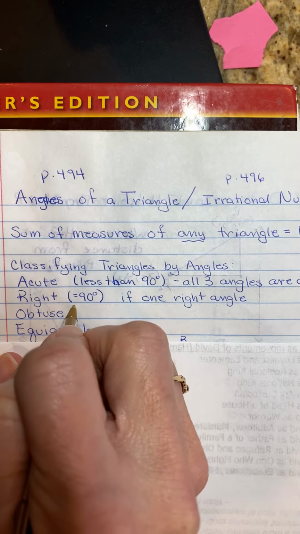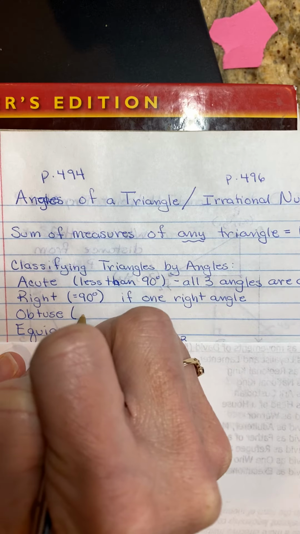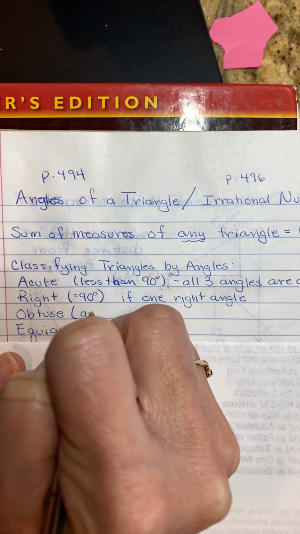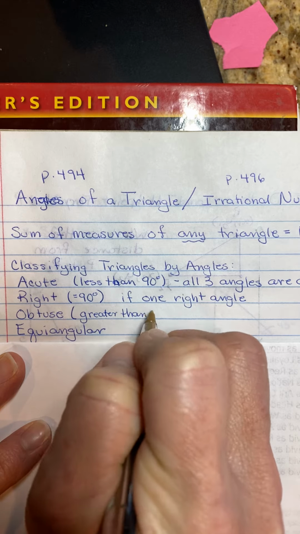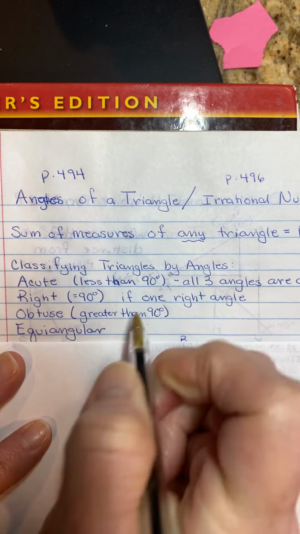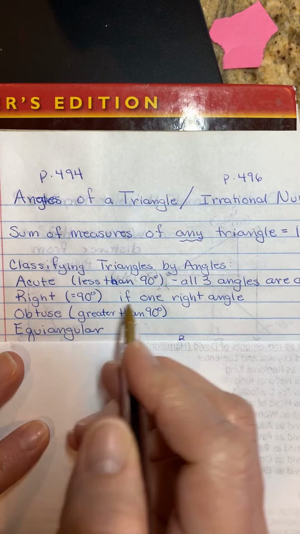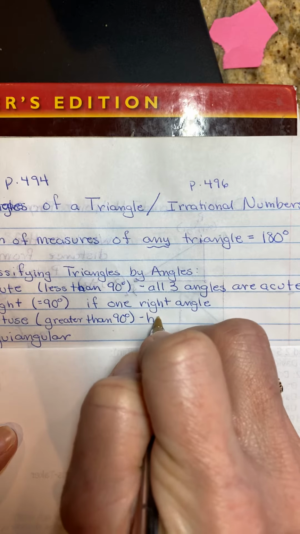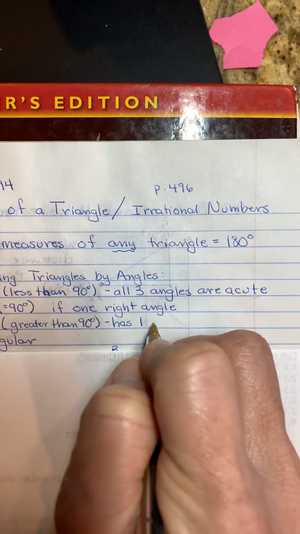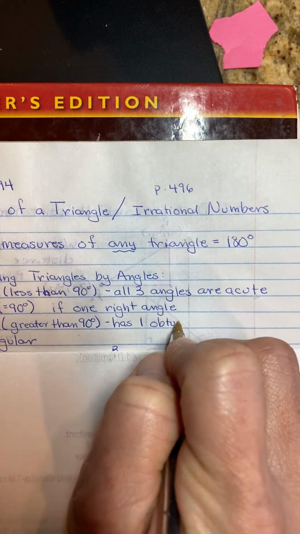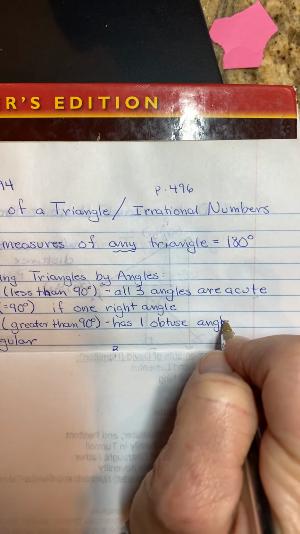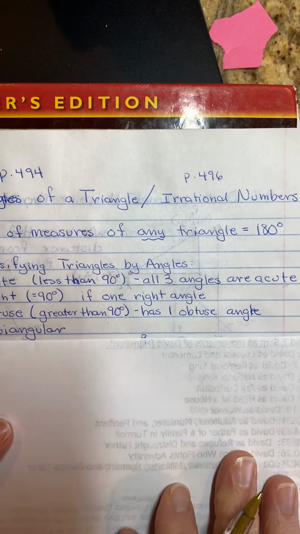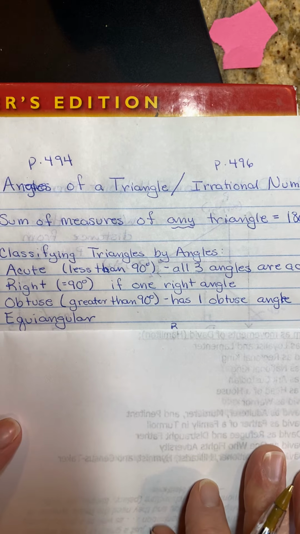Obtuse, you probably know this, is an angle that's larger or greater than 90 degrees. So an obtuse triangle has one obtuse angle. An obtuse triangle has one obtuse angle.